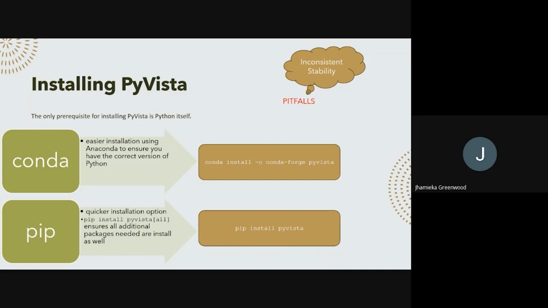Some of the pitfalls with installing PyVista were inconsistencies with the versions. That's one of the challenging parts, and it makes it easier to use Anaconda. With a new package, you just try to make sure everything has the same version and everything is compatible. Yeah, it makes it easier to work with.